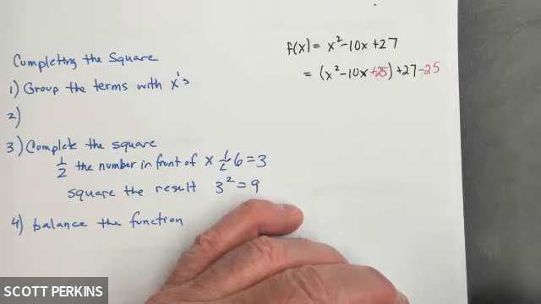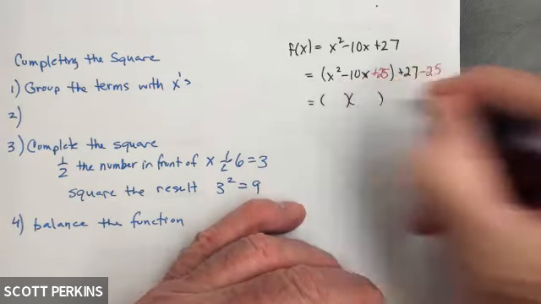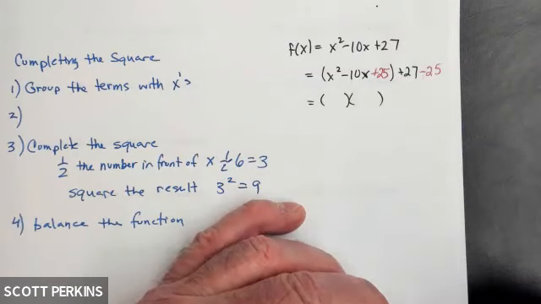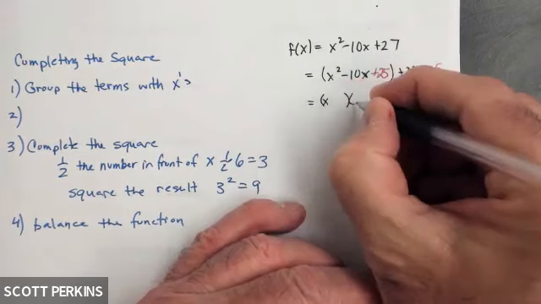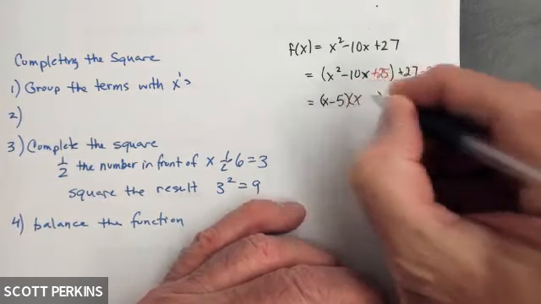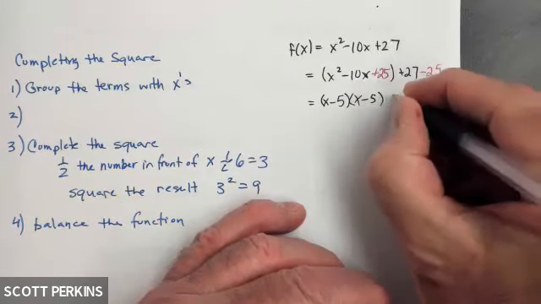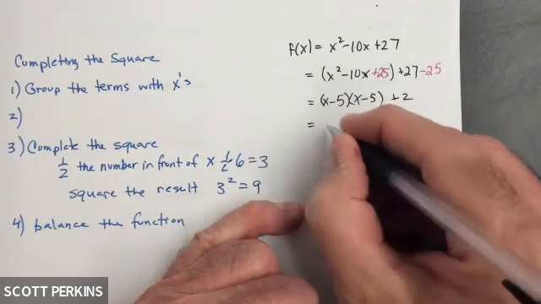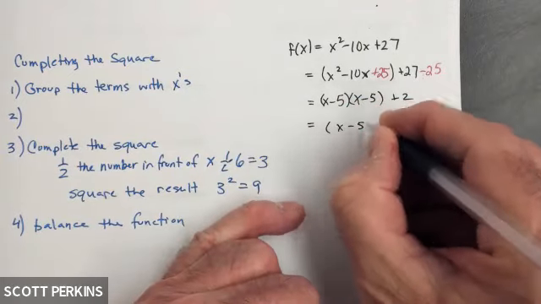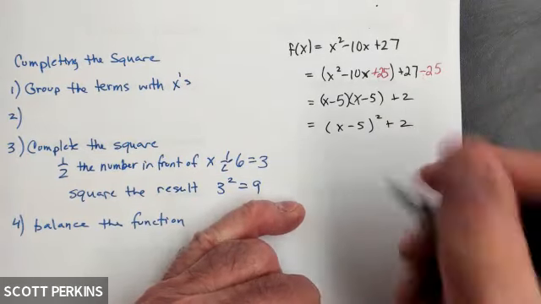So now the x squared minus 10x plus 25, you don't have to write this step. I just find students like this when they're first learning. X squared minus 10x plus 25 is x minus 5 times x minus 5. 27 plus 25 is plus 2. And then maybe some of you just skipped right to this step, and we've got x minus 5 squared plus 2. So what's the vertex?